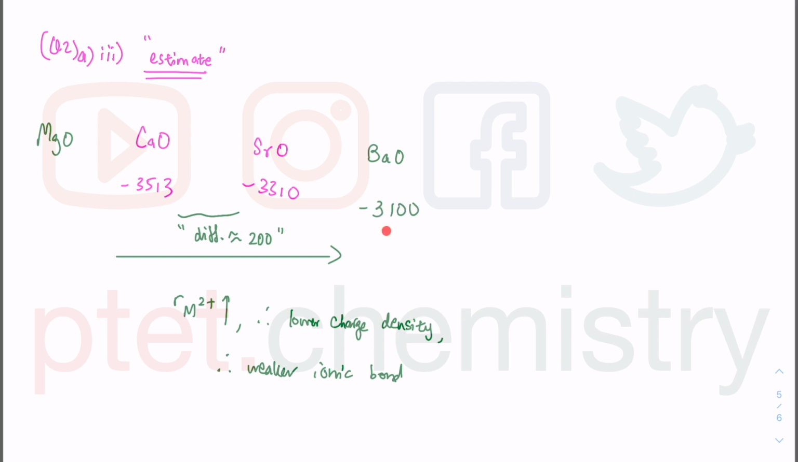Somewhere along that line of a difference of 200, I think that would be alright, because it's just a suggestive question. As long as you got them the right way around, meaning stronger ionic bond, more exothermic, I don't think it would be too far-fetched to think that this would be roughly around that region. So give or take. If you want, you can put minus 3,100. If you don't want, minus 3,000 would be alright as well, I think.